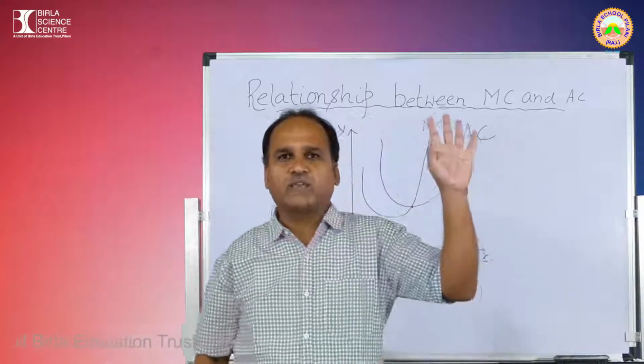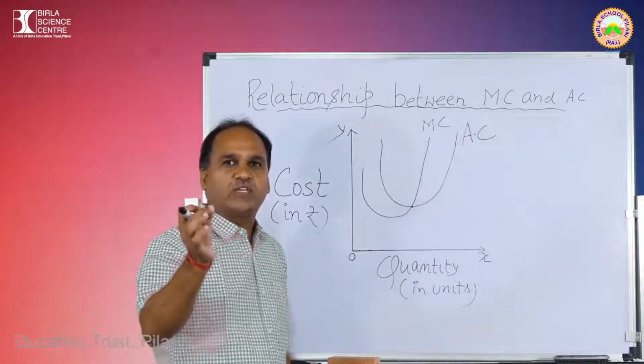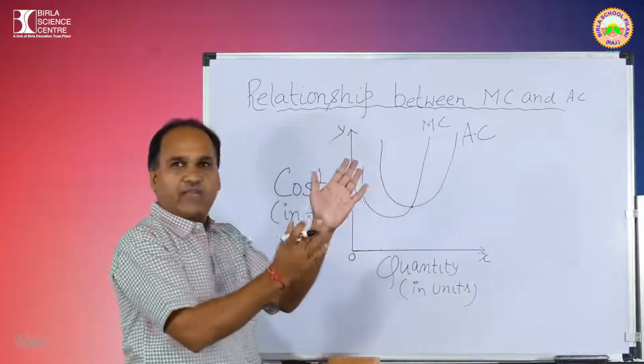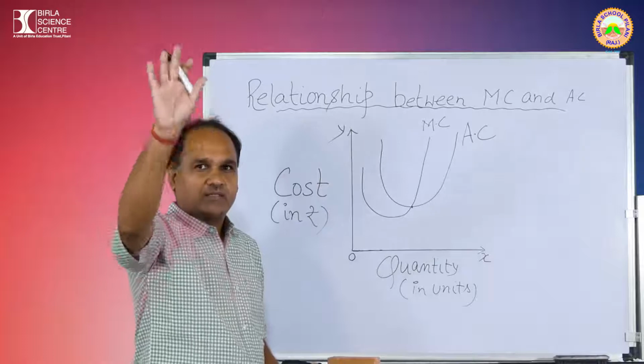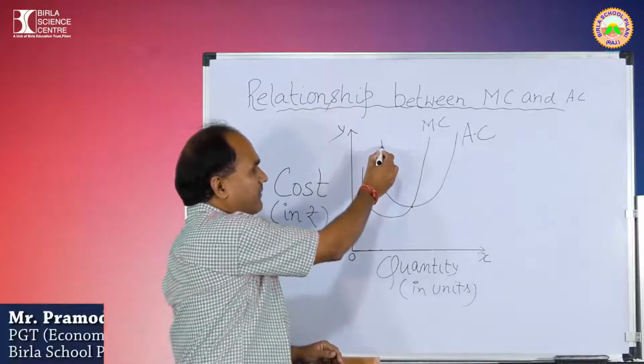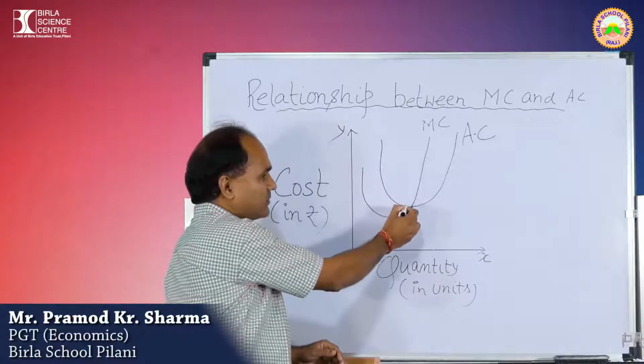Before going through the entire relationship, I am just going to teach you on my fingers. 1, 2, 3, 4, 5. Guarantee, within a few seconds you will learn all the 5 relationships. Number 1, look. This is my left hand. This is my right hand. Don't worry. See, here average cost is falling down.